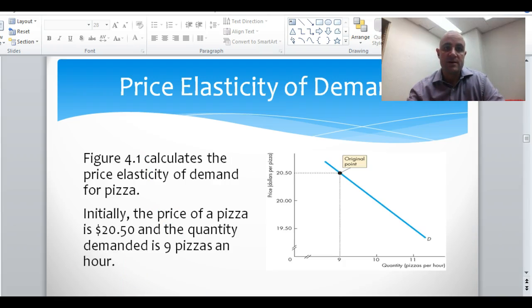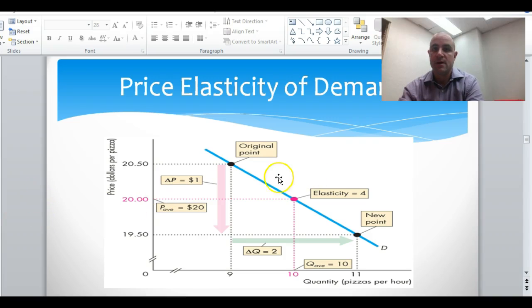So if we keep going here, let's look at an example. Let's say we have an original point. That's our P0 and our Q0. Now say we have a new point, 1950 and 11. So we have our P1 and Q1.